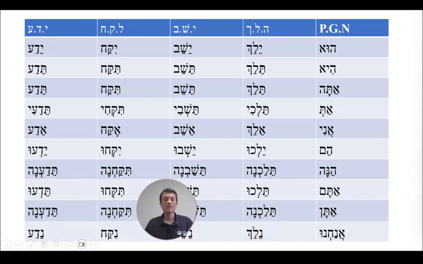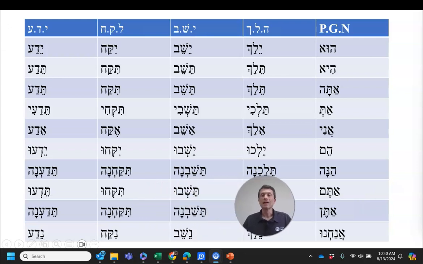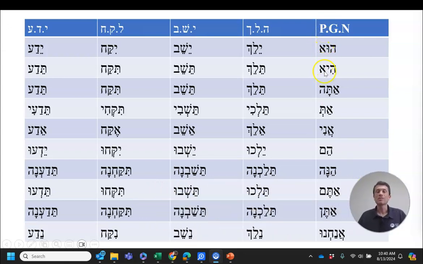So here are some paradigms that we have here. On the right-hand side, this is just the person, gender, number. I've organized it third masculine singular, third feminine singular, second masculine singular, second feminine singular, first common singular, third masculine plural, third feminine plural. So I've organized it the same way the yiktol poem is. And then we have four different drop letter imperfect roots here. I want to just highlight a couple of things with this chart, and it might be worth taking a screenshot of this and spending some time studying it. There's something very similar to this in your textbook as well.